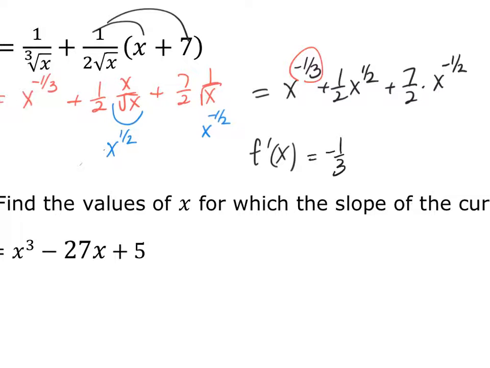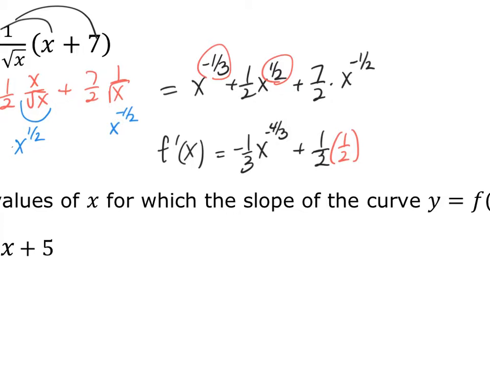So f prime of x, remember, don't make this equal, f prime of x is now equal to negative 1/3 x, and I need to subtract 1 from there. So negative 4/3. And then plus, I have 1/2 as the multiplier. I need to multiply by this other 1/2. That's my power. And then x raised to, and I'm going to take 1/2 and subtract 1, which gives me what? Negative 1/2.